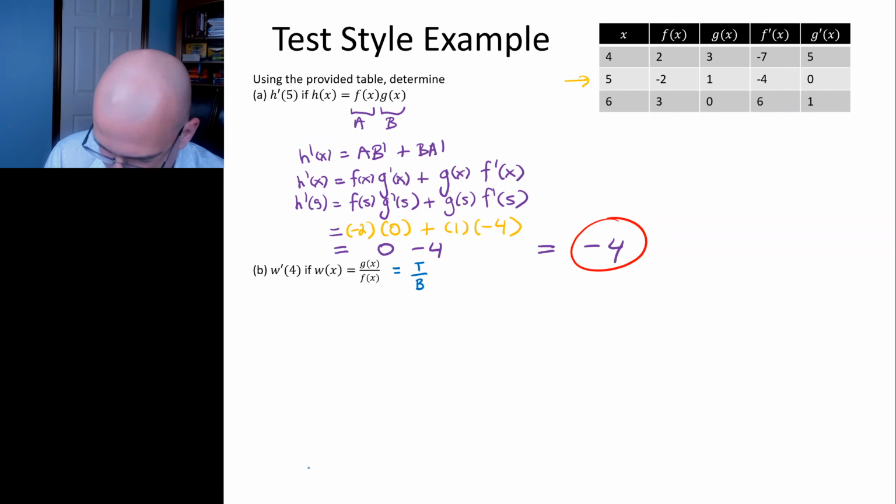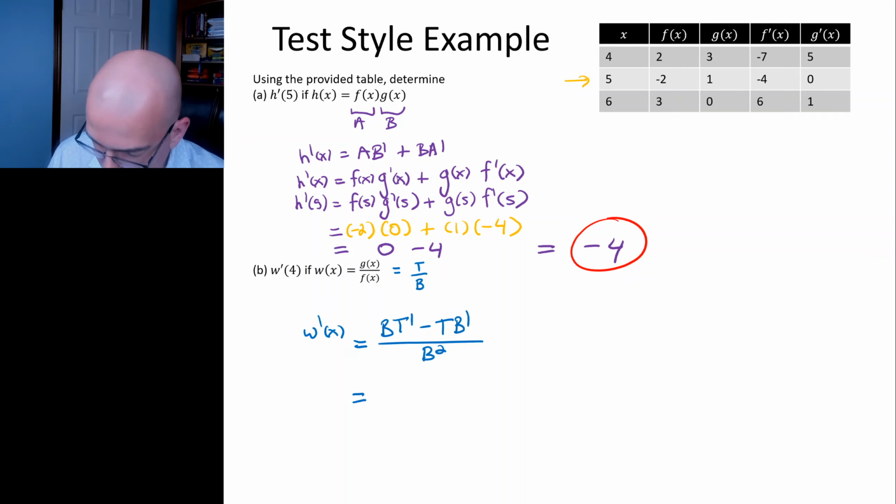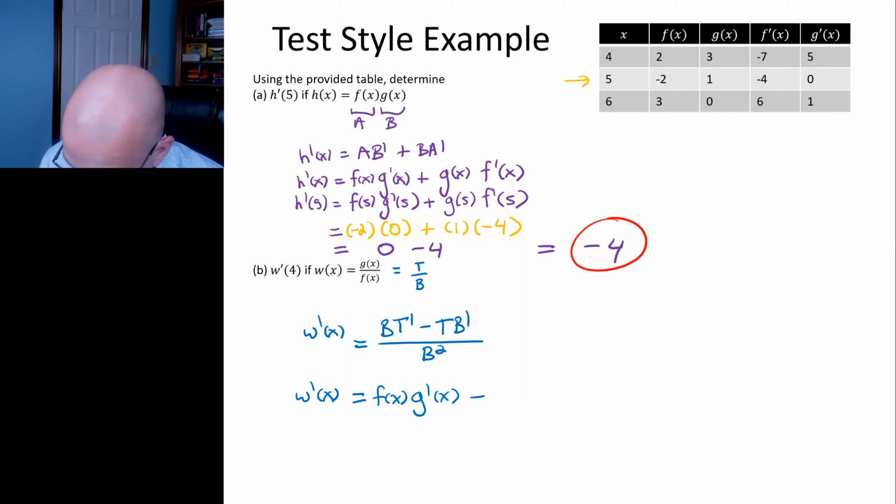Let's take the derivative. W prime of x equals bt prime minus tb prime all over b squared. So w prime of x is equal to, well, I can't plug anything in except what the functions are. B is f of x times t prime, which is g prime of x, minus t, so g of x, times b prime, so times f prime of x, all divided by f of x all squared.